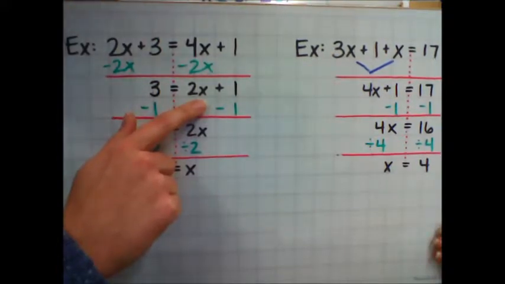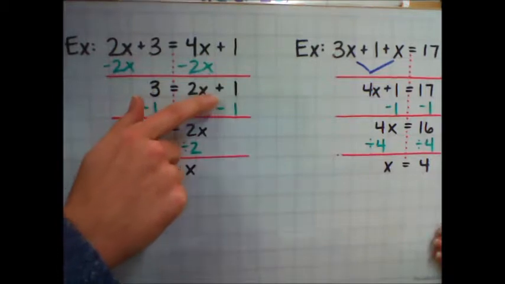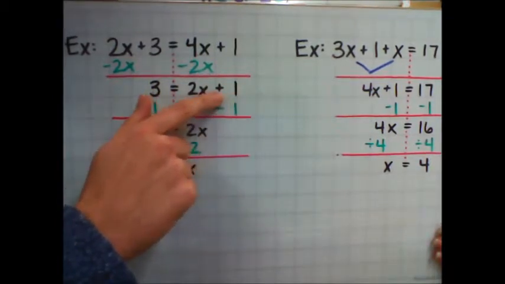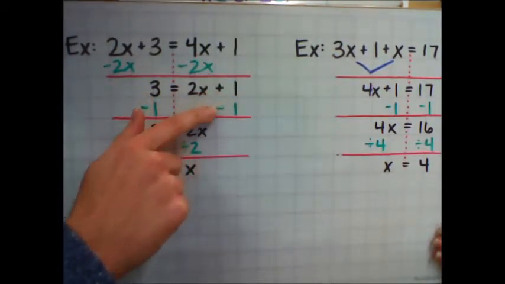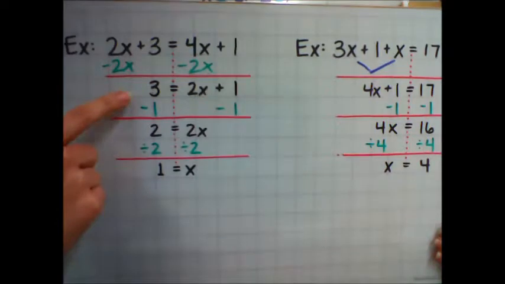Step 3, get x by itself. Using reverse order of operations, I need to undo any addition or subtraction. This is plus 1. So to undo plus 1, I'm going to subtract 1. What I do to one side, I have to do to both sides. So I'm going to subtract 1 from both sides.